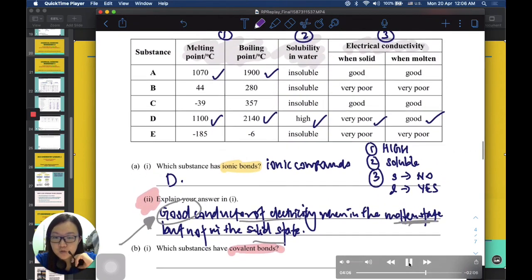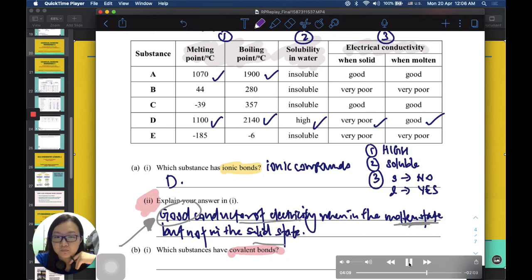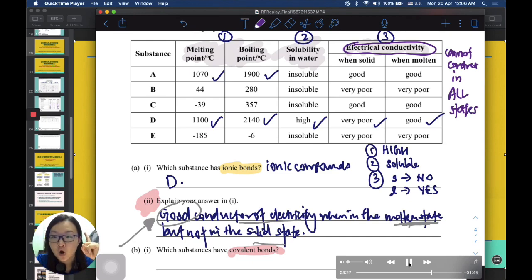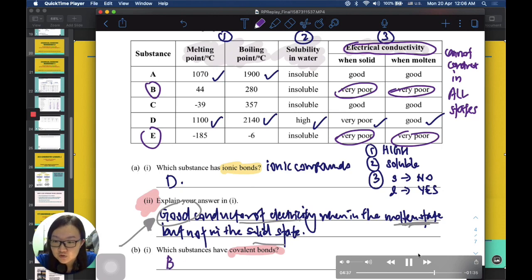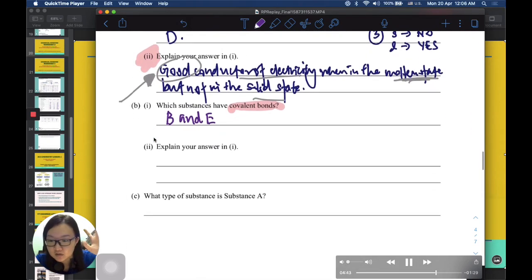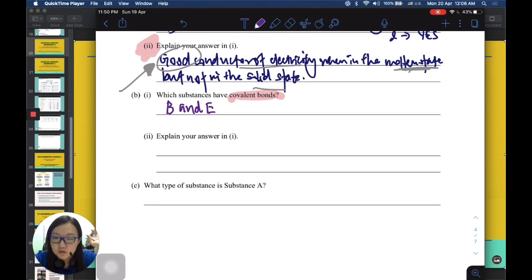Then B part 1, which substances have covalent bonds? This question is also very easy, right? I mean, it's easy when you are very good with your concepts. That's what I'm trying to say. For covalent compounds, one concept that you need to know is that they cannot conduct electricity in all states, meaning solid, liquid, gas. So how you can do this question is you look for those that have very poor electrical conductivity. So like here. That's why straight away I know the answer is B and D. Everything else is immediately eliminated. So yeah, B part 1, B and E has covalent bonds.